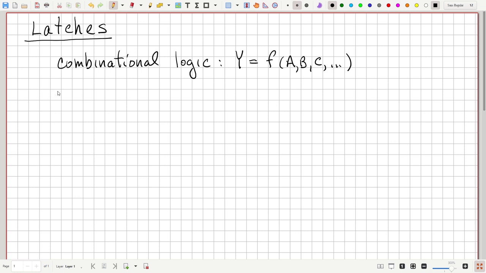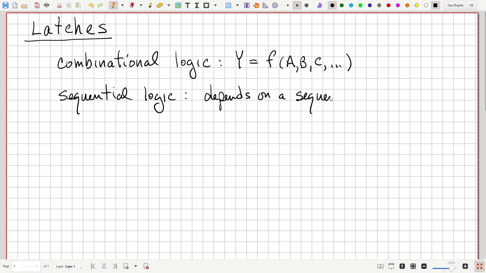Now in this lecture we begin to study sequential logic. Sequential logic consists of essentially logic functions that cannot be written in this form, just y is equal to f of a, b, c, etc., but rather something that depends on a sequence of events, or we could say a sequence of past inputs. And we'll build up this idea in this part of the course.